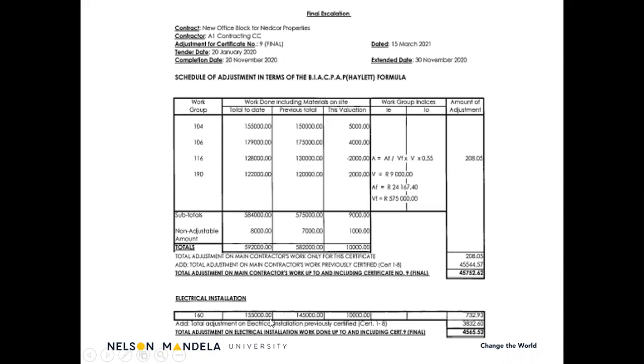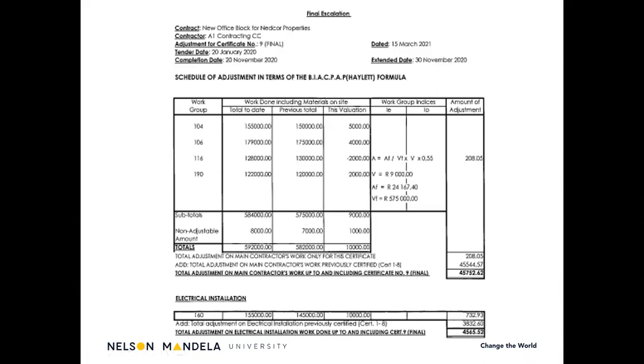The same for your electrical installation. The AF divided by VF times it by the 10,000 Rand. In this case, will give you 732 Rand and 93 cents plus the previous accumulative totals for certificate 1 to 8. So the total escalation for up till and including certificate 9, the final, is 45,065 Rand.